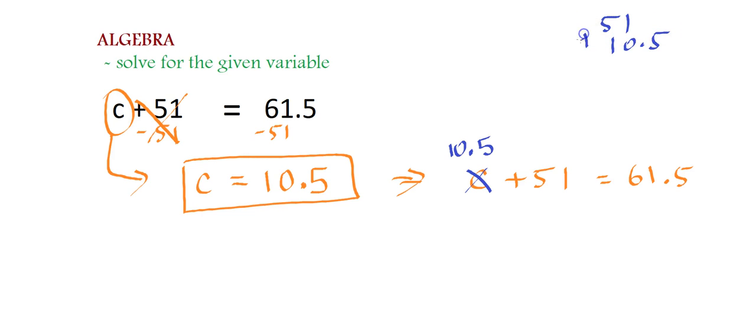10.5 plus 51, okay, we'll add them up. That's 61.5. That's the same as that. So this is correct, and our working must also be correct.